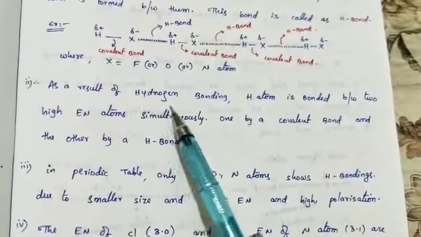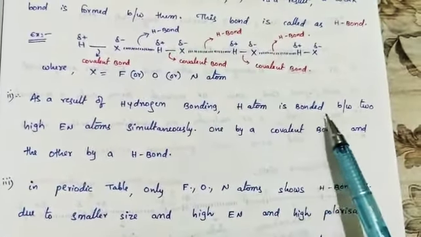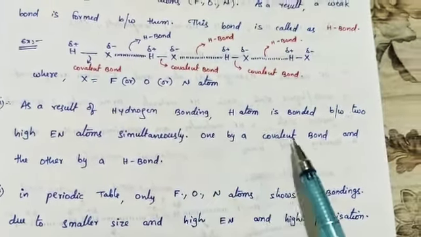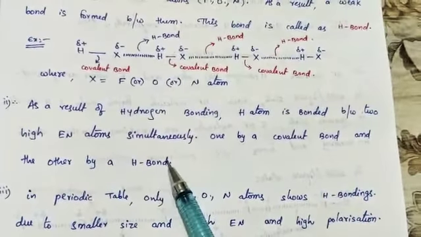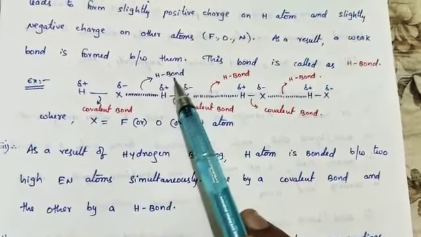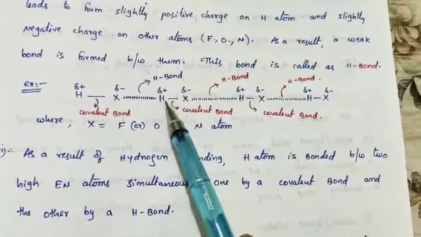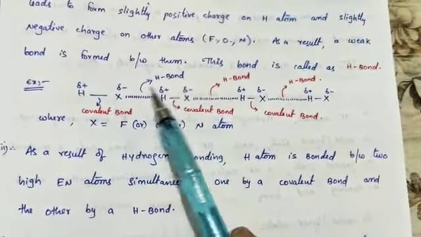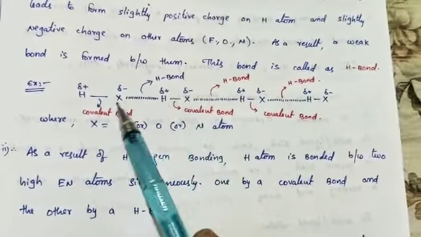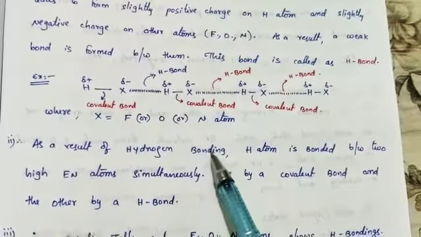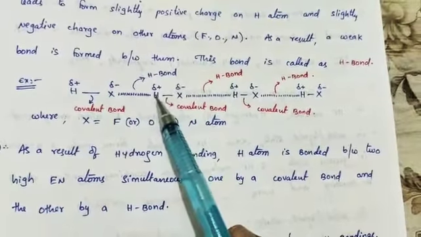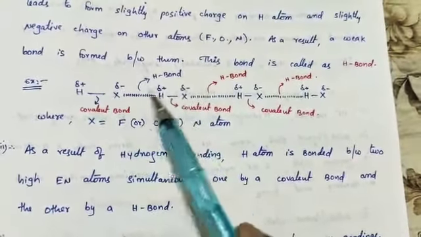Generally, as a result of hydrogen bonding, the hydrogen atom is bonded between two highly electronegative atoms simultaneously, where one is a covalent bond and the other is a hydrogen bond. So whenever a hydrogen bond is present, the hydrogen atom is present between two highly electronegative atoms, X and X. Between these two is the hydrogen. Whenever we have a hydrogen bond, the hydrogen atom is bonded between two highly electronegative atoms simultaneously.